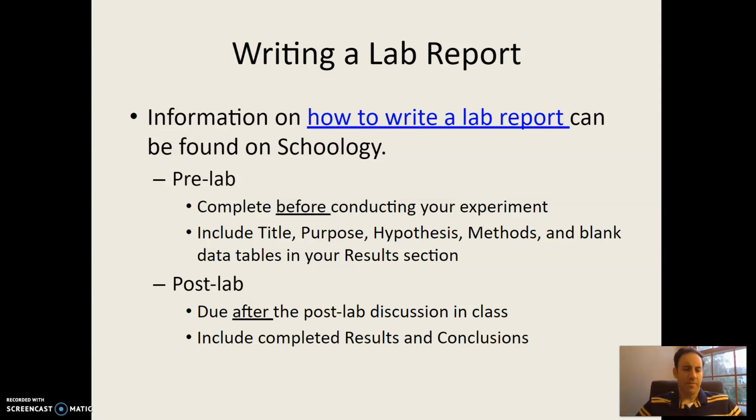Now, anytime we do a lab, for the most part, there's going to be two sections, and those two sections are the pre-lab and the post-lab. The pre-lab must be completed before the experiment, and it includes the title, the purpose, the hypothesis, the methods, and then blank data tables for your results section so that you're ready to record that data. This is typically going to be due the day that we begin the actual investigation.